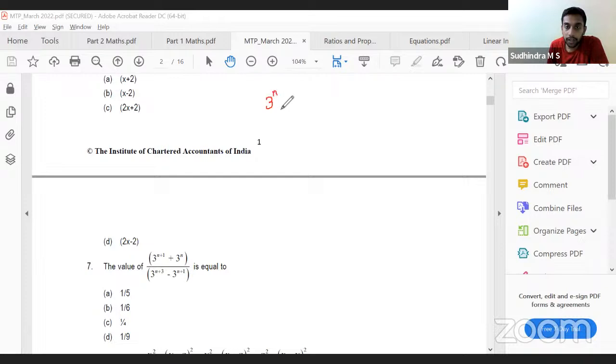3 to the power of n plus 1 can be written as 3 to the power of n into 3 to the power of 1. So 3 to the power of n into 3 to the power of 1 plus 3 to the power of n, divided by 3 to the power of n plus 3 can be written as 3 to the power of n into 3 cube, minus 3 to the power of n plus 1, again written as 3 to the power of n into 3 to the power of 1. Now in all terms, we have 3 to the power of n. So we can take 3 to the power of n as common.